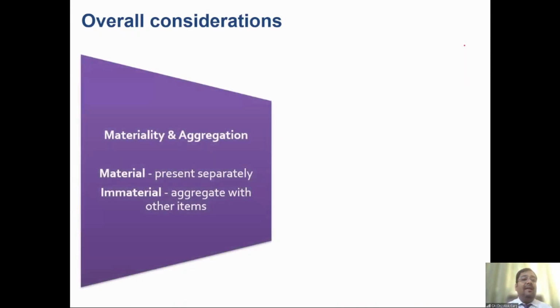Now coming to materiality and aggregation. What is meant by material? You remember we have discussed this. An item, if it is not disclosed, or is misrepresented, or is obscured, will impact the decision-making of the users of the financial statements. So if there are material items, they have to be presented separately.